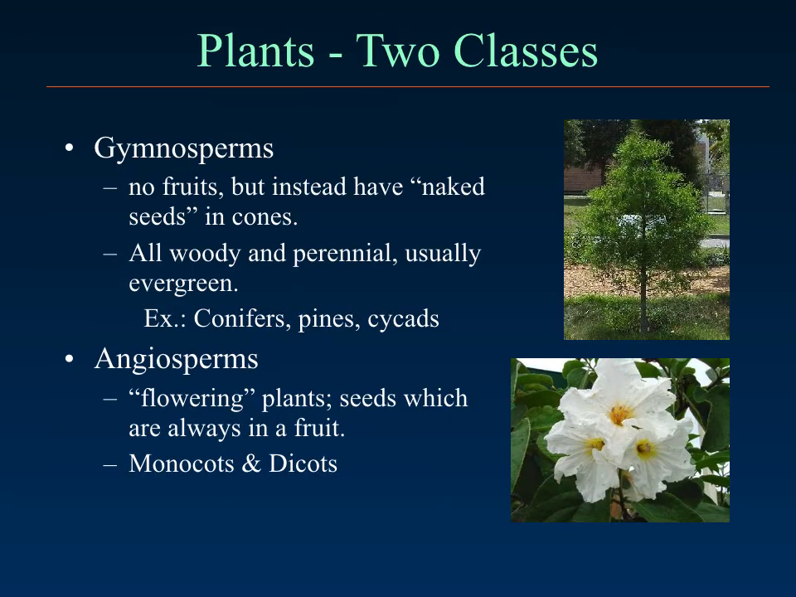So, there are two classes of plants out there. We have gymnosperms. They don't produce fruit, but they have what is called naked seeds. These are in cones. Think of a cone-bearing plant like conifers, pines, cycads, and other plants like that. All are woody and perennial, and usually they're evergreens. Usually. Then the larger of the two groups of plants are the angiosperms. These are truly the flowering plants of the plant world.